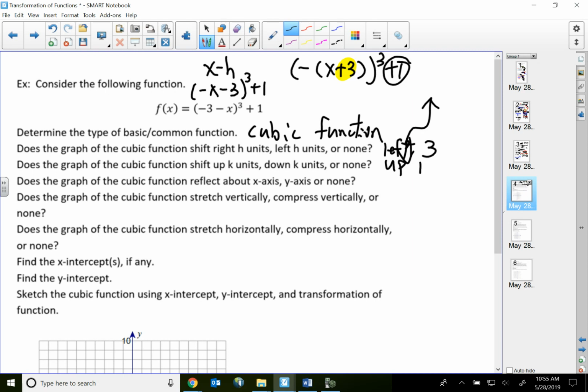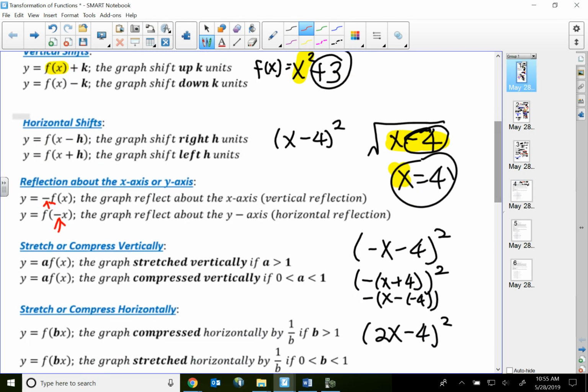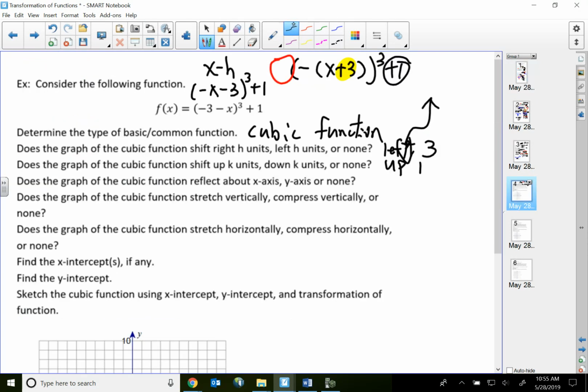All right. There is no negative sign in front of my function, in front of my x to the third term, so it's not a reflection about the x-axis. But the negative sign is actually inside my function, inside of my third power. So if it is inside my third power, that'll be a reflection about the y-axis. I said it wrong earlier. Negative on the outside is reflection about x. Negative on the inside of my x to the third power is reflection about the y-axis.